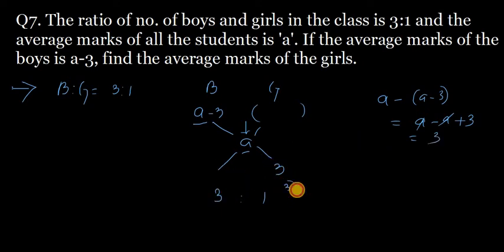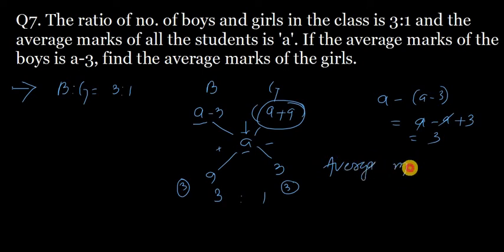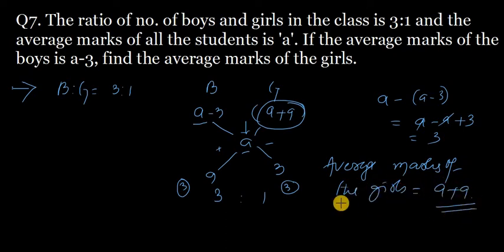Between 1 and 3, dividing 1 by 3 gives 3, so 3 threes is 9. Then minus 3, so a minus 3 and plus 9. So a plus 9 is the average marks of the girls.